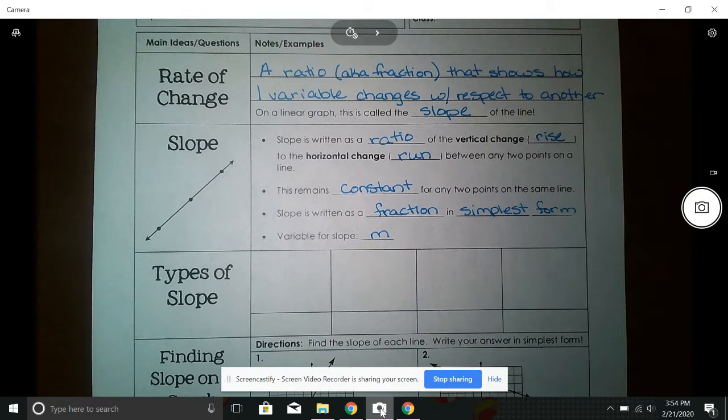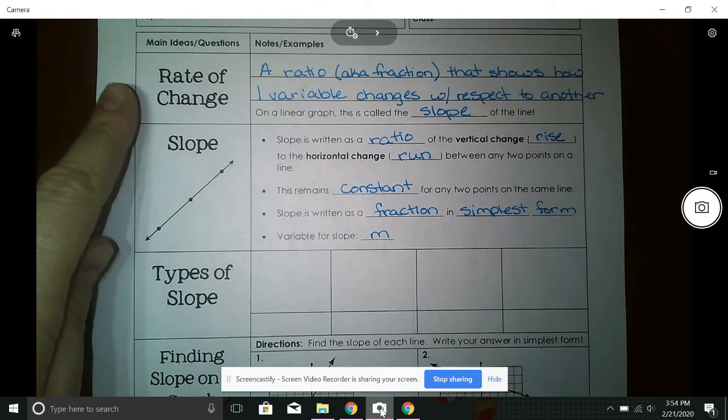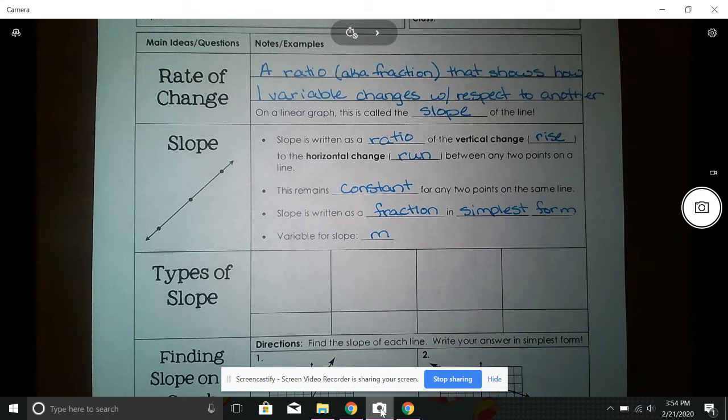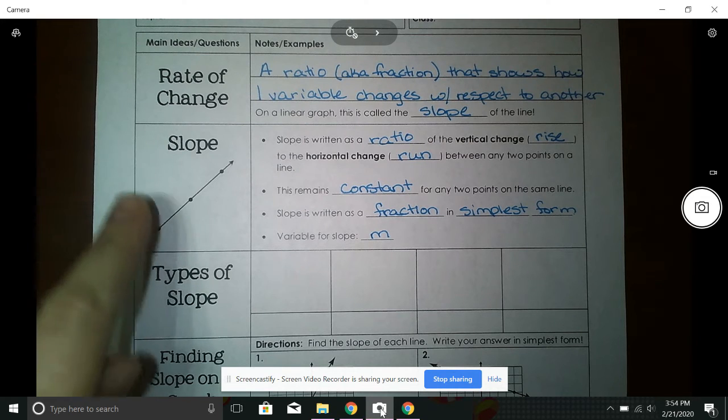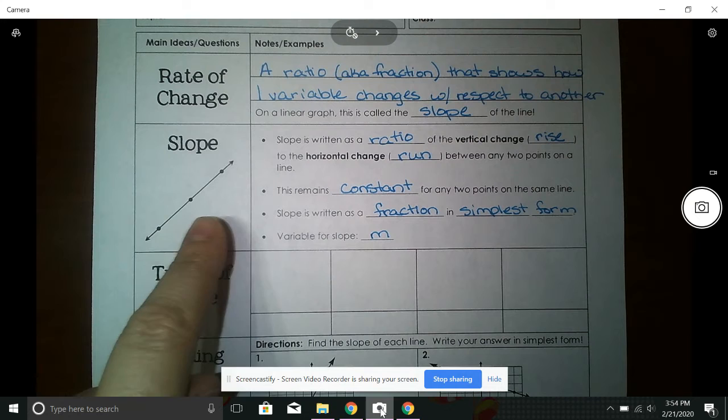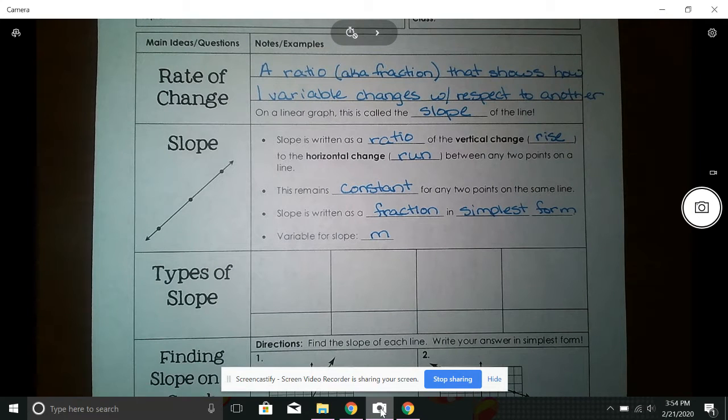And really, slope is a representation of a rate of change. So let's talk about that. When we can make a ratio, we're really comparing two things. In the case of slope, we are comparing the height difference in a line versus the width difference in a line. So we're comparing the ratio, which is also known as a fraction, that shows one variable's change with respect to the other variable's change. When we're graphing, we call that the slope.